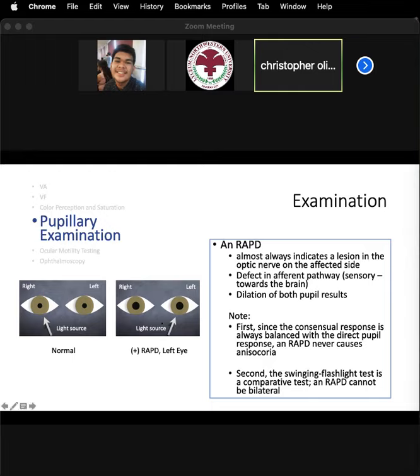In this case, you have an RAPD of the left eye. So when you transfer the light source to the left eye, then instead of constricting, the pupil dilates. Okay, so when you go back to the right eye, it will constrict again. One more time to your left, it will dilate. So that is the positive.